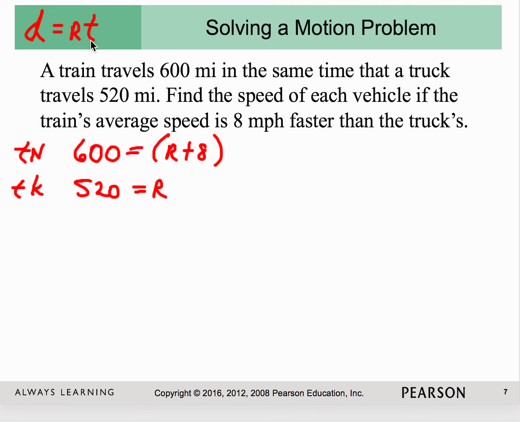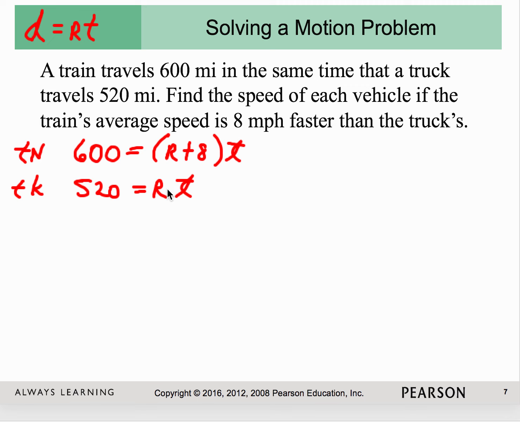Now I need the time. Notice it says the same time. So I can just put a T on both of these. I've got two variables, but that's okay because I got two equations, right? That's what the last part of this chapter was about. Now, I have got to use substitution on this one. I cannot use the elimination method.